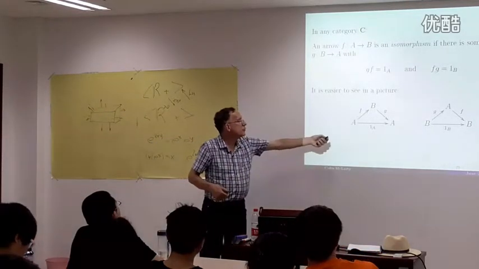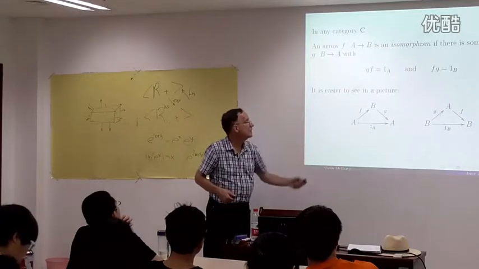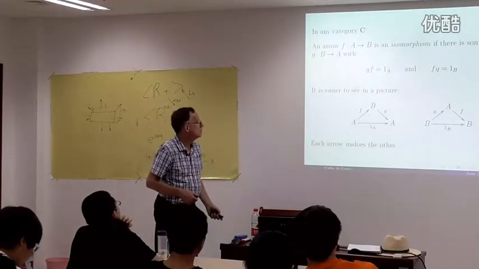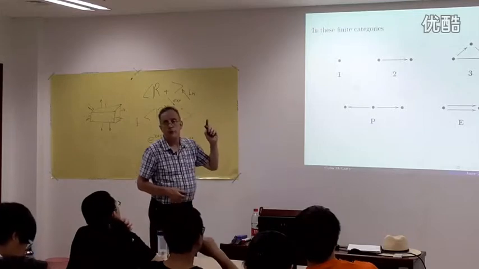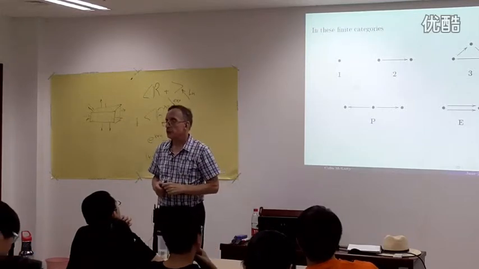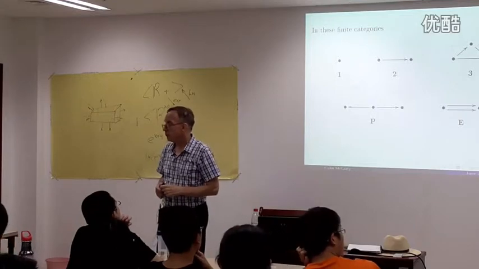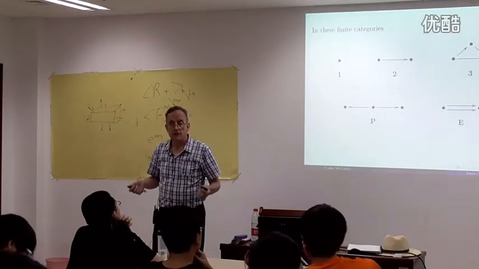So here we have just a quick definition of isomorphism. In these finite categories, only the identities are isomorphisms. Of course, the identity arrow is always an isomorphism because it undoes itself. That is, it does nothing.